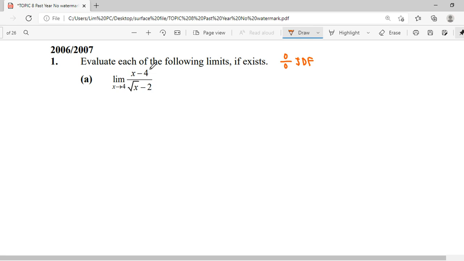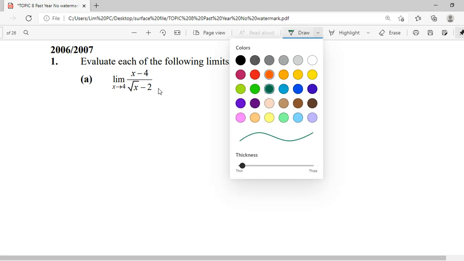So when we have an IDF function here, we have to simplify our function first, then only can we evaluate our limit. So look at our function here, how do we simplify? When we have 0 over 0, we have two methods. Either we do factorization or we times with its conjugate if the function involves a surd. Our function here involves a surd, so the method we can use to simplify is the conjugate. So we will times the conjugate into our function.